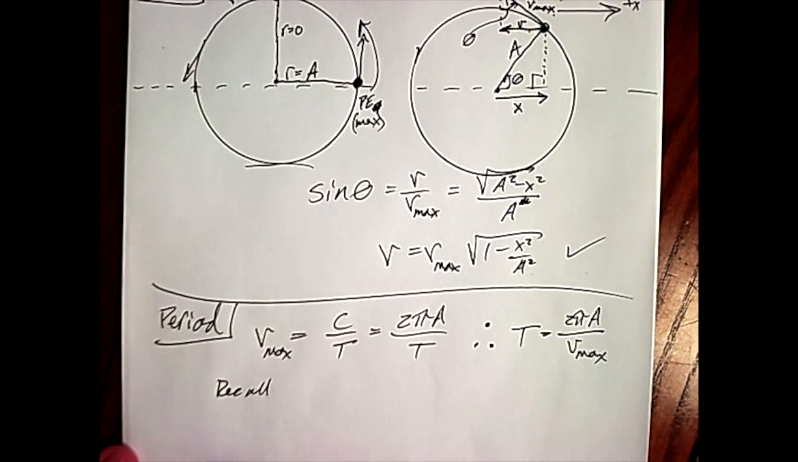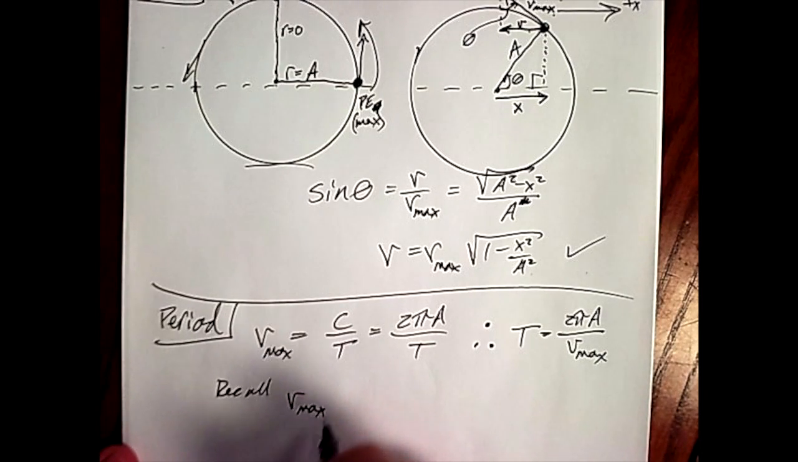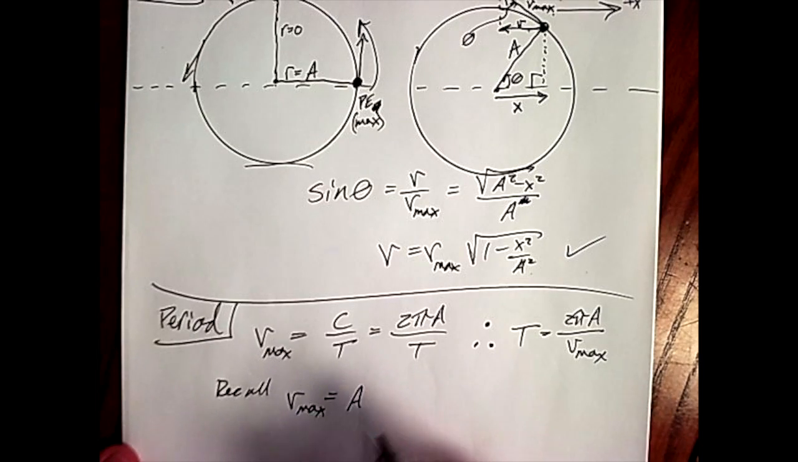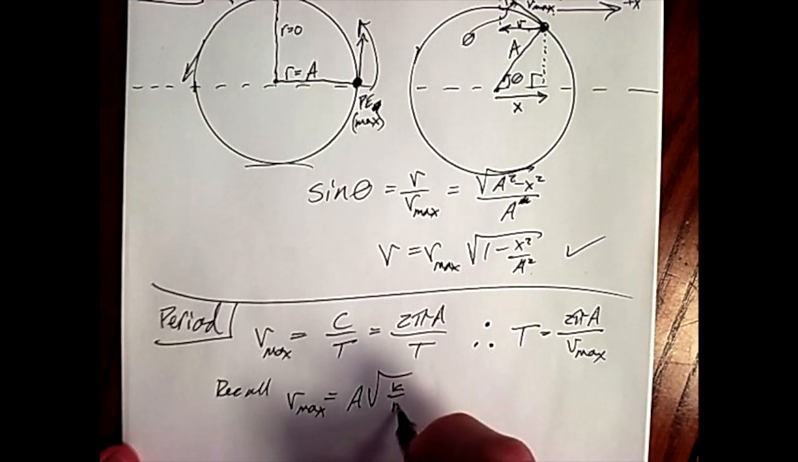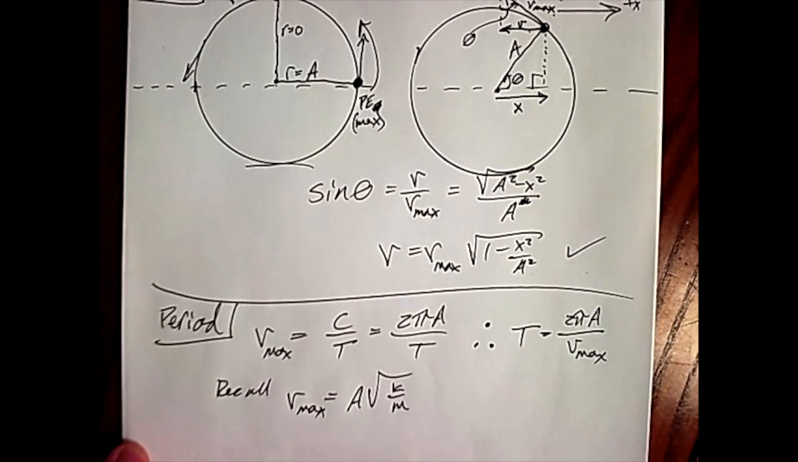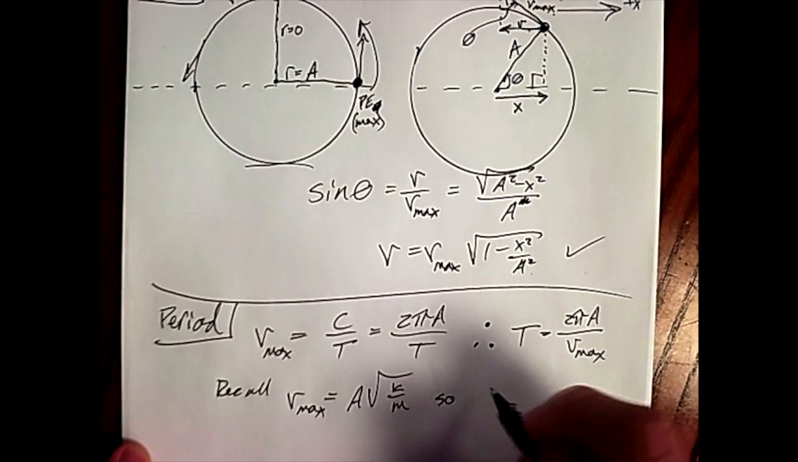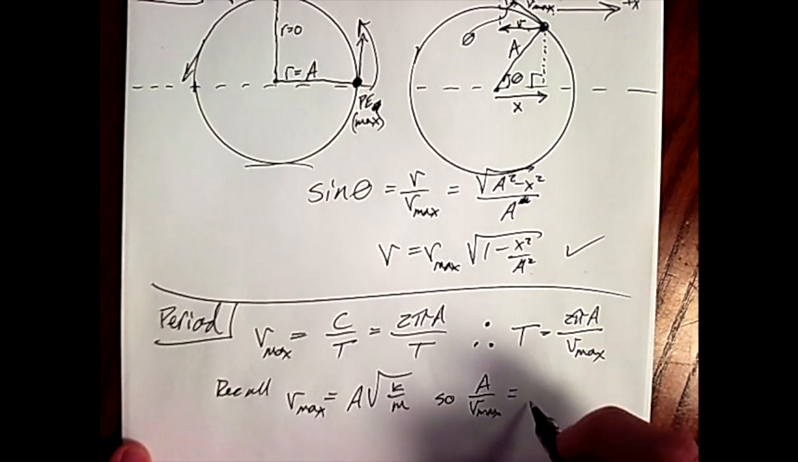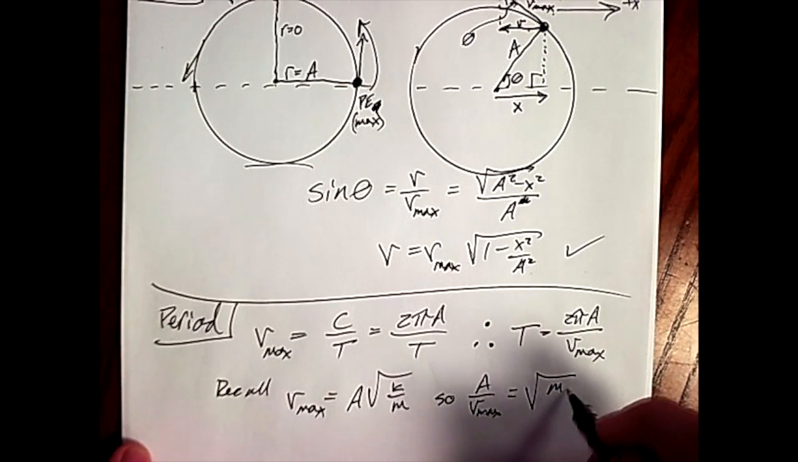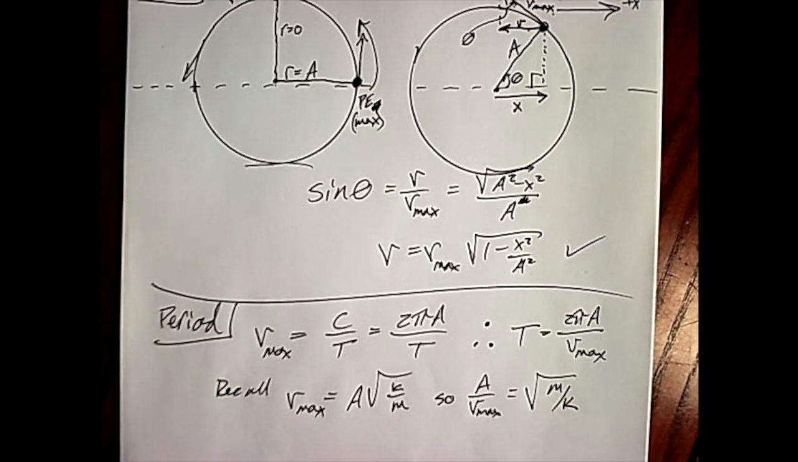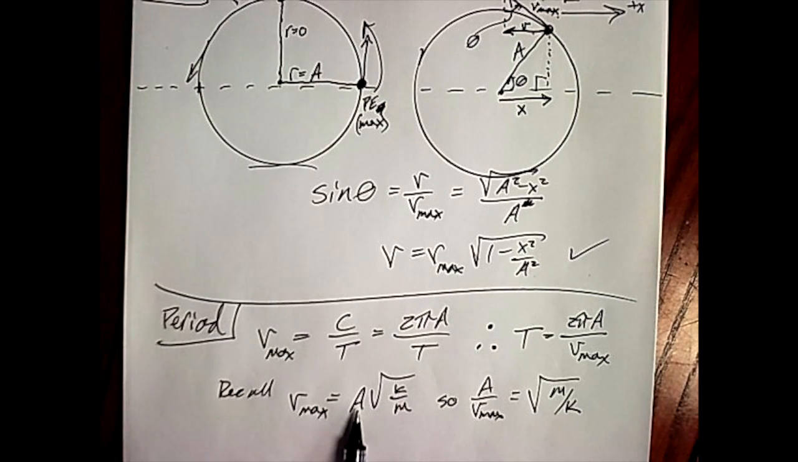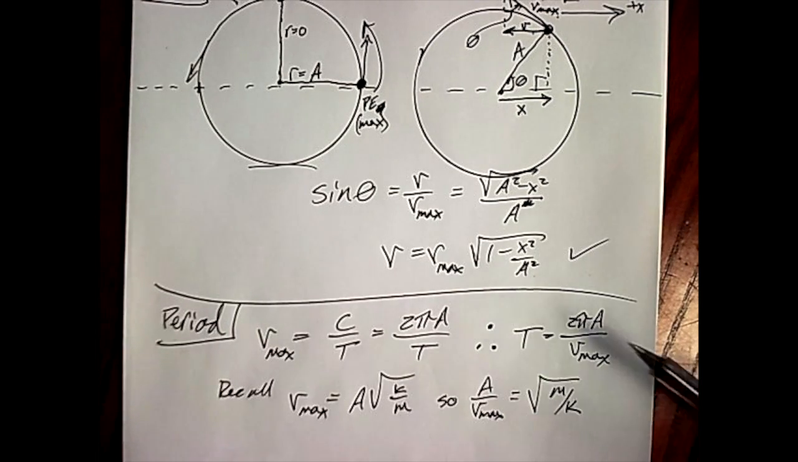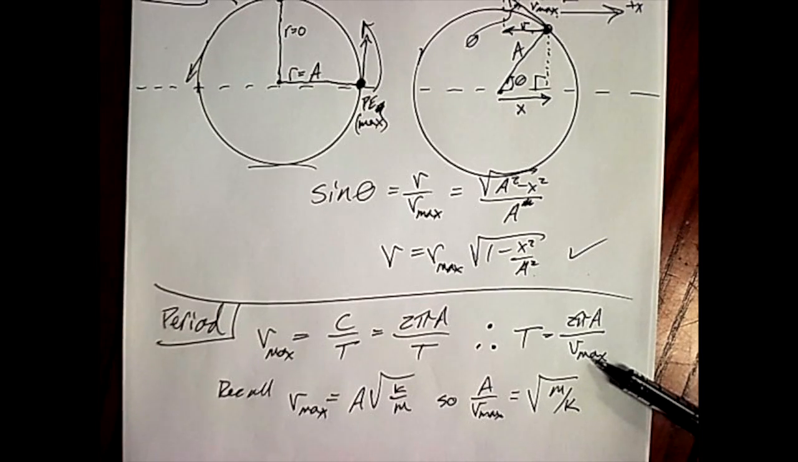Recall that v max for the spring system was the amplitude times the square root of k over m. So the amplitude divided by v max is equal to the square root of m over k. Now careful, I flipped that around because it's not v divided by a, it's a divided by v. Right? We inverted underneath the radical because we switched the sides that we're dividing. We did this because a divided by v is in our period calculation.